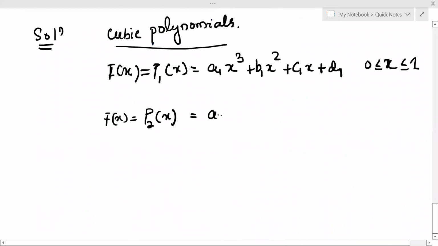So the second polynomial is a2x cube plus b2x square plus c2x plus d2, in the interval 1 is less than or equal to x is less than or equal to 2.